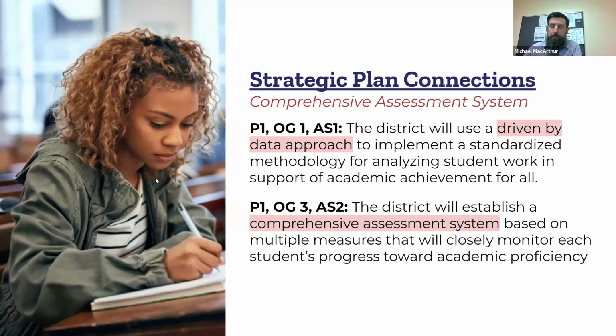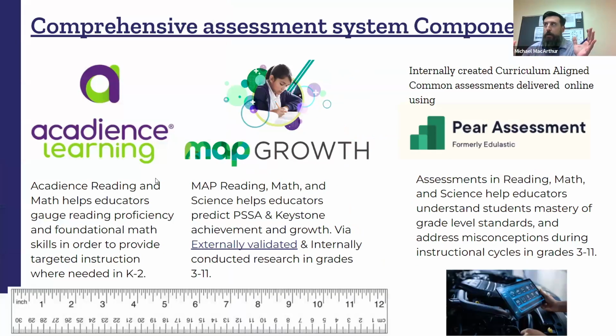And when I talk about the system, a comprehensive assessment system, there's three pieces that we're going to talk about tonight. The first is Acadience Learning, which we use in K-2 for math and ELA. The second is MAP Growth, which we use in grades 3 through 11 and with some 12th graders. And then finally, there's the PAIR assessment platform. That one might be one that you're a little less familiar with, so I'll talk about that.